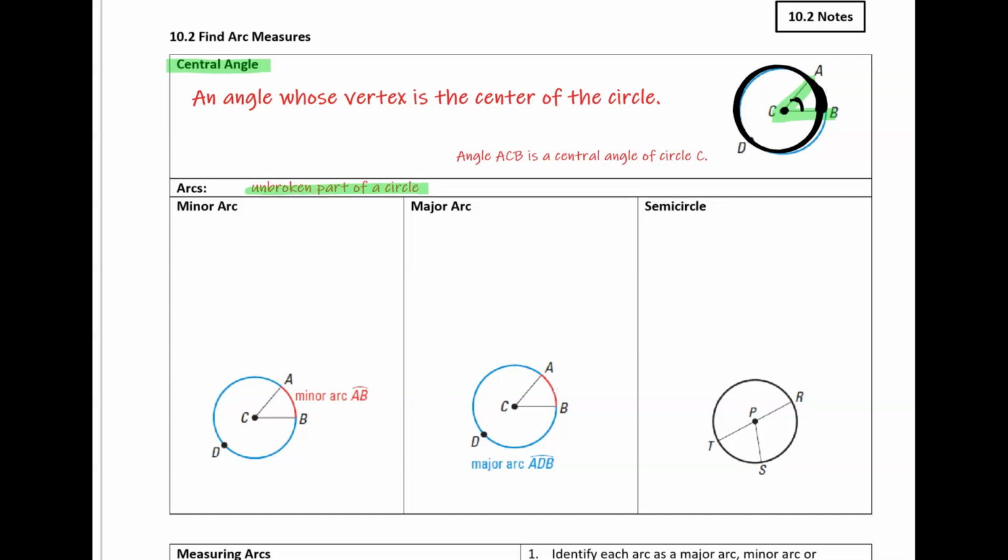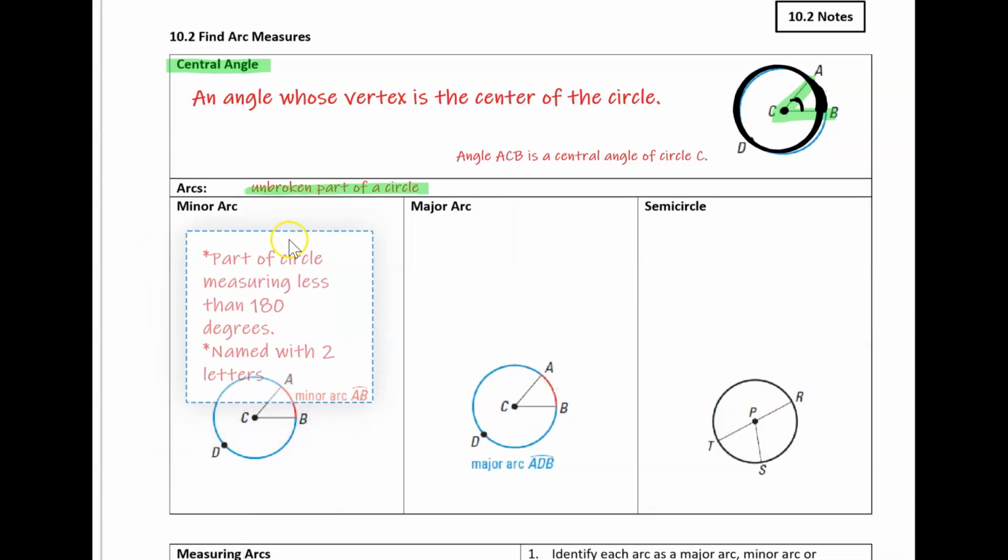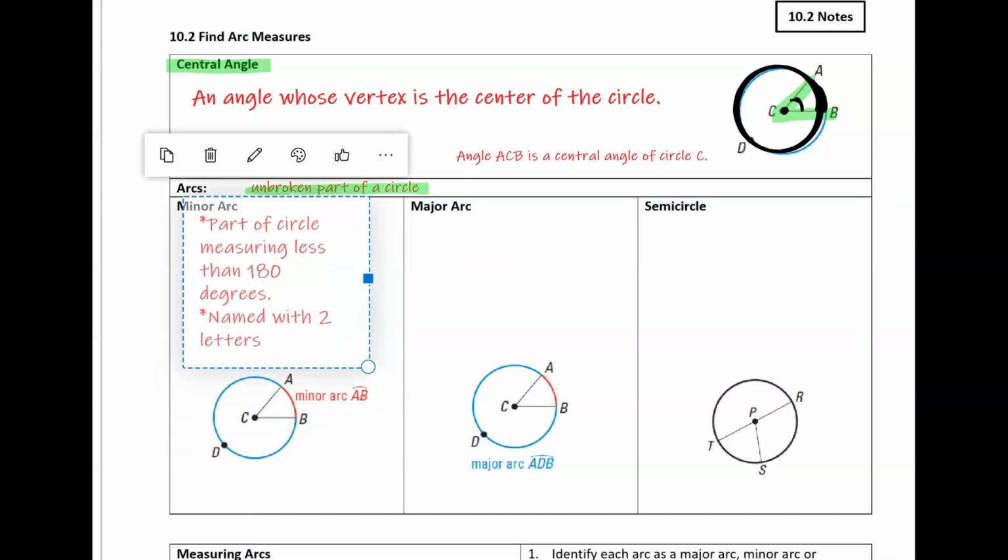So it's unbroken. It's like when you put your pencil down and you trace it, you will not pick up your pencil. So the first thing we're going to look at is something called a minor arc. So a minor arc is simply part of the circle that measures less than 180 degrees, and it's named with two letters. So in the first example here, we have minor arc AB. Now, you have to think of the less than 180 degrees like a semicircle. So if I draw this, that would be the 180 degree mark. So you can clearly see that AB is less than 180 degrees.